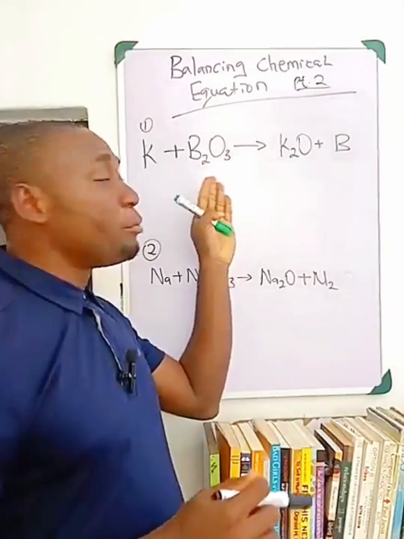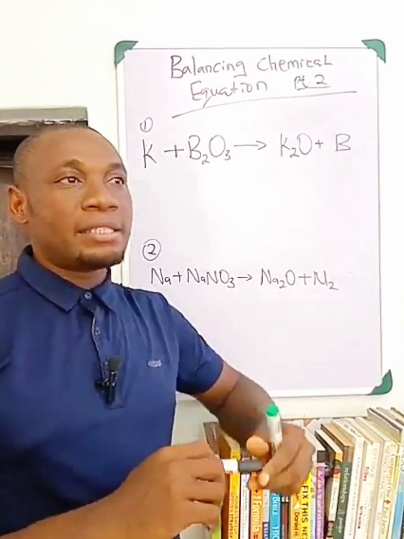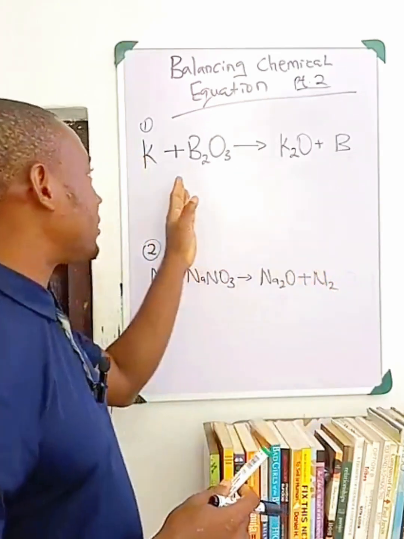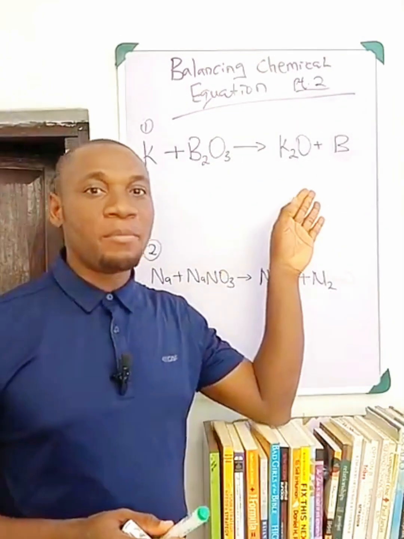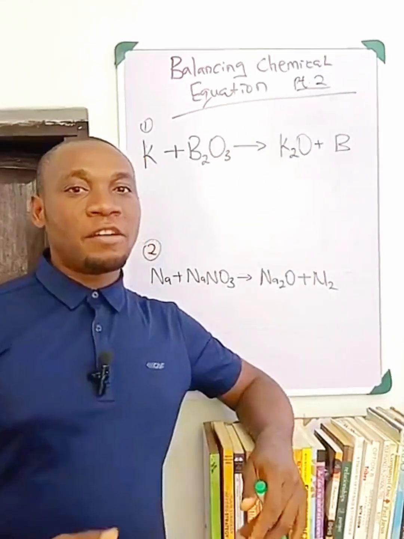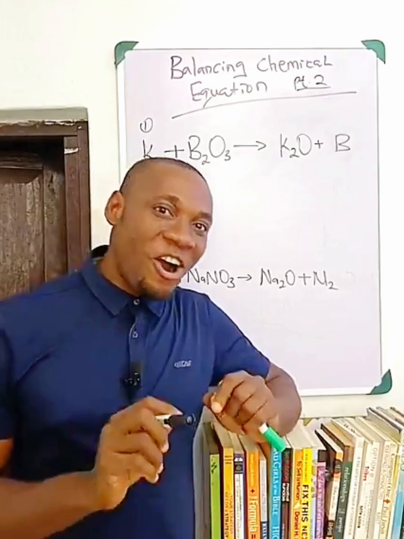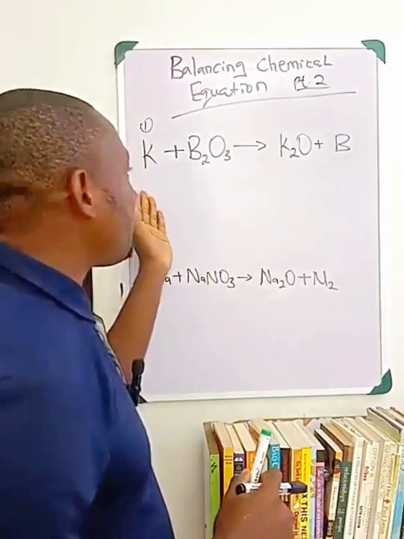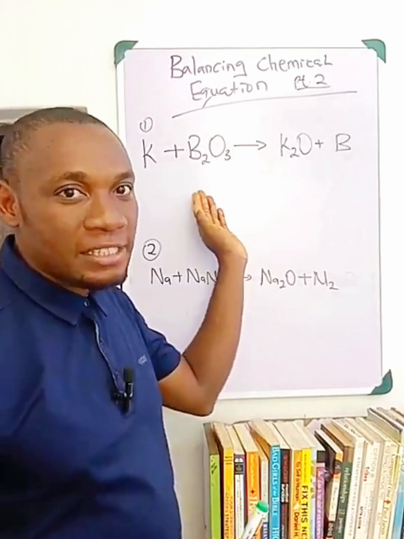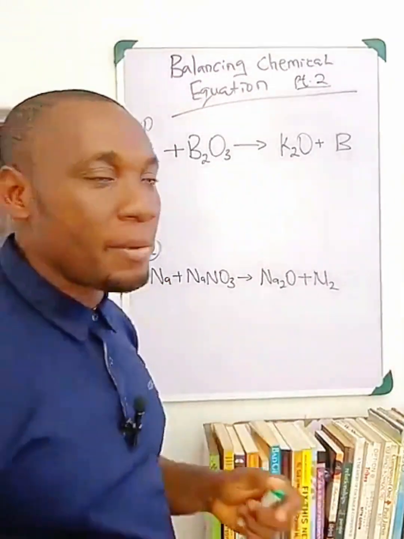So let's look at the first. We'll be dealing with two chemical equations here. The purpose of balancing a chemical equation is to make sure that the number of atoms of elements on the reactant side is the same as the number of atoms of elements on the product side, because the law of conservation of mass states that matter can neither be created nor destroyed. So at the end of every chemical reaction, there must be equilibrium on the left hand side and the right hand side.